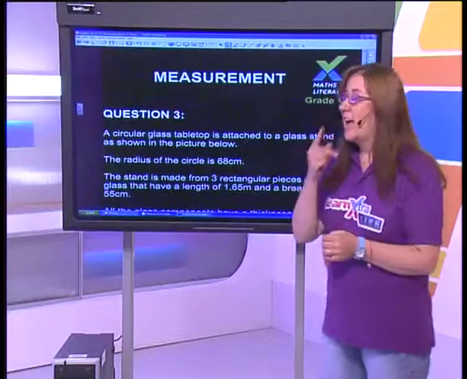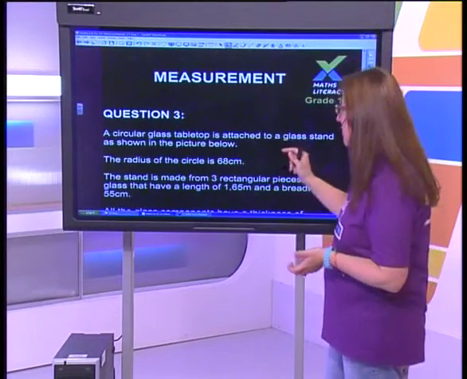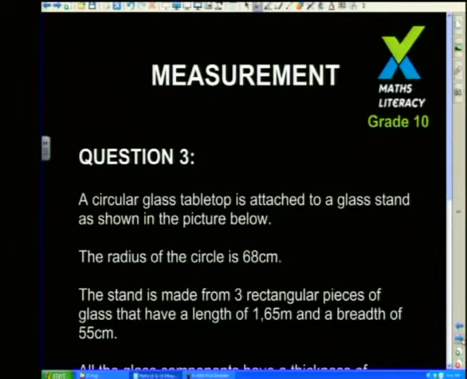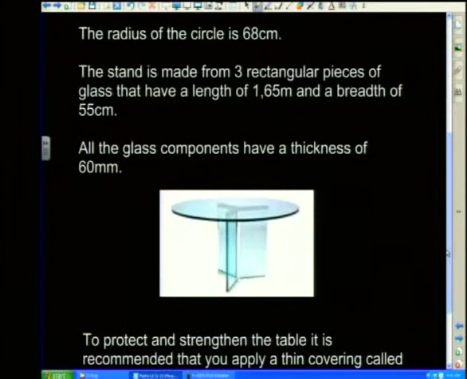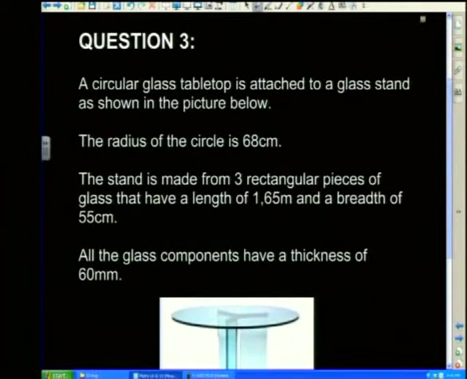Thanks, Indy. Right, guys, let's start with question 3. So we've got a circular glass tabletop. It's attached to a glass stand as shown in the picture below. So let's look at the picture. Right, there's our table. The radius of the circle is 68 centimeters.